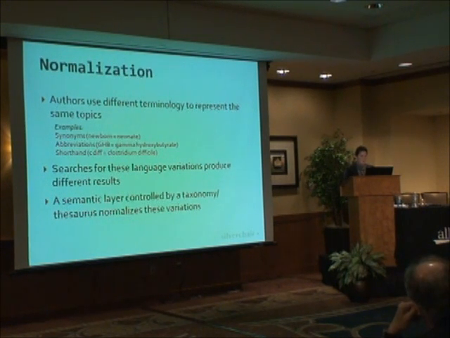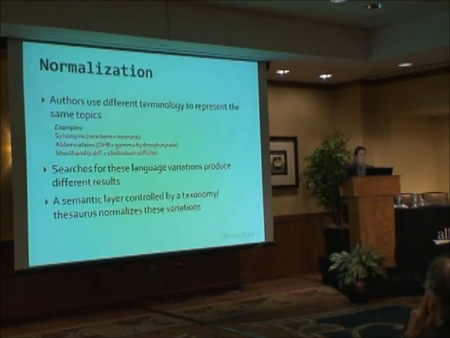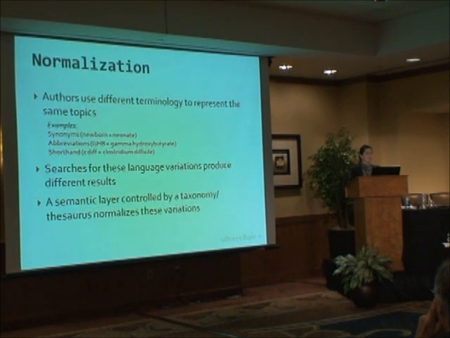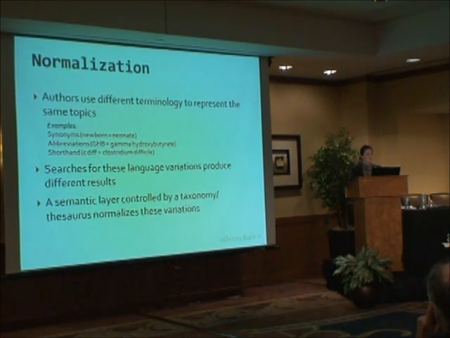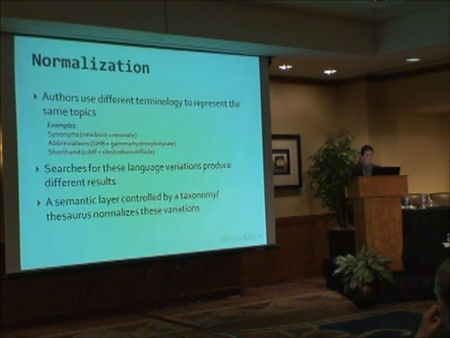So what do I mean by normalization? Authors who write use different terminology for what's basically the same thing. We have synonyms like newborn, neonate. We have abbreviations. In STM publishing, I think you know the problem with abbreviations. There are an enormous number of abbreviations in our content, and then shorthand, a few characters to describe some very complex organisms. So searches for these language variations produce different results. The semantic layer and the equivalents are going to help you normalize this.